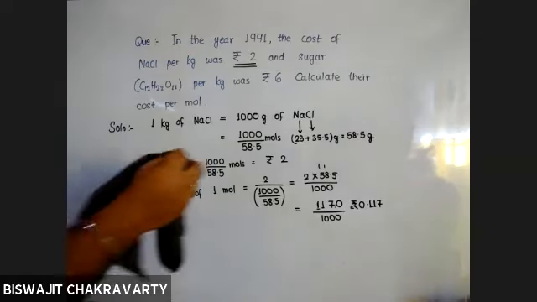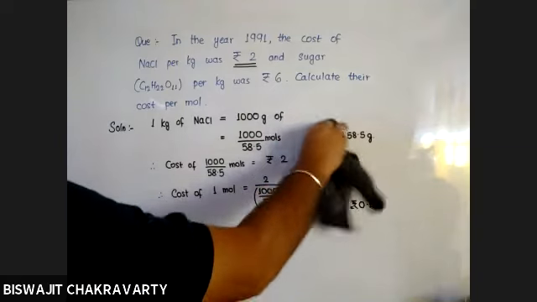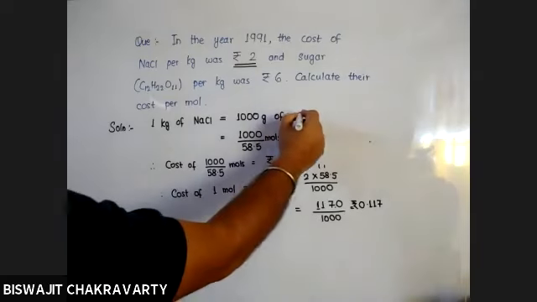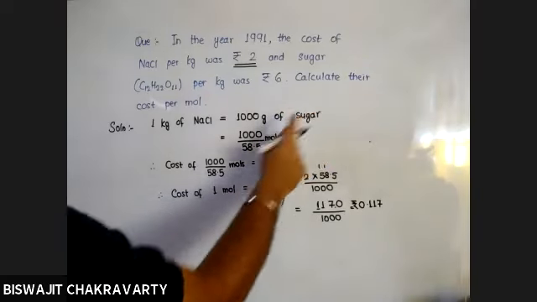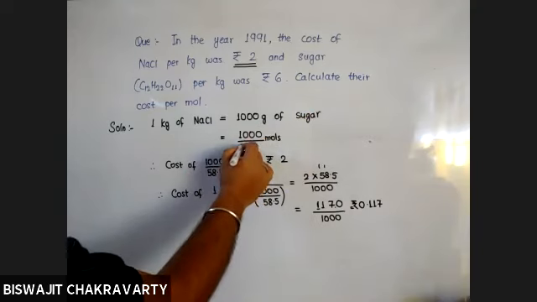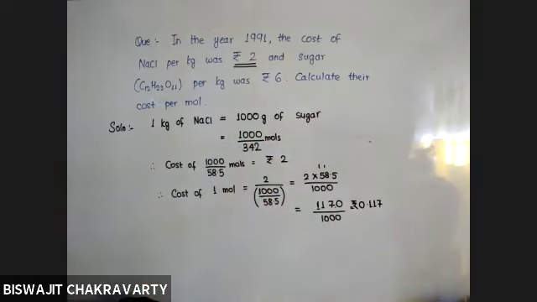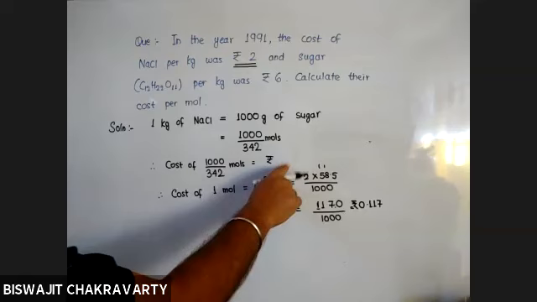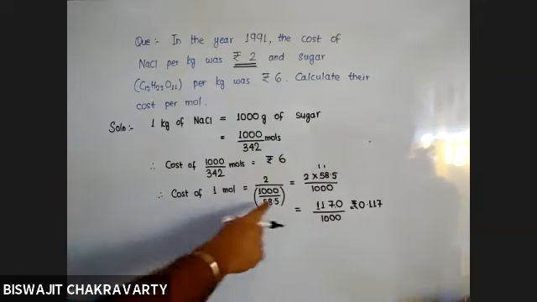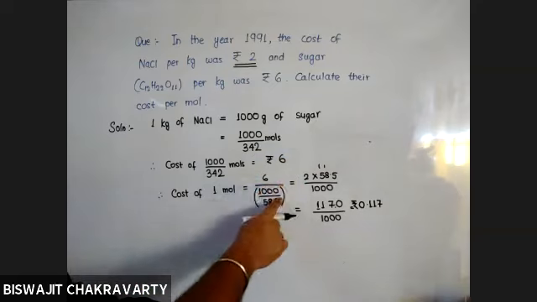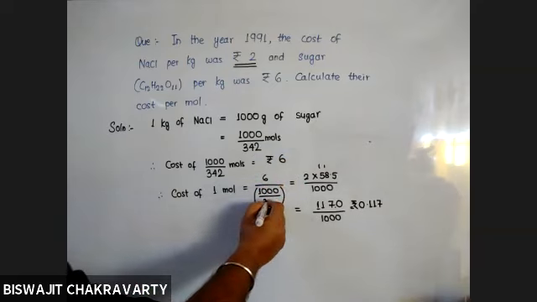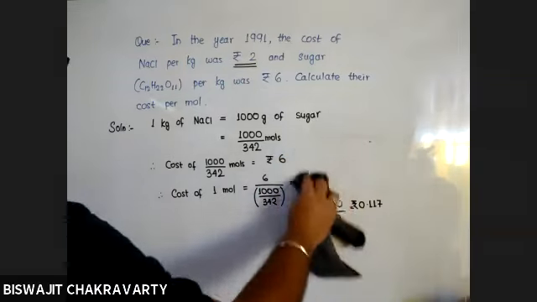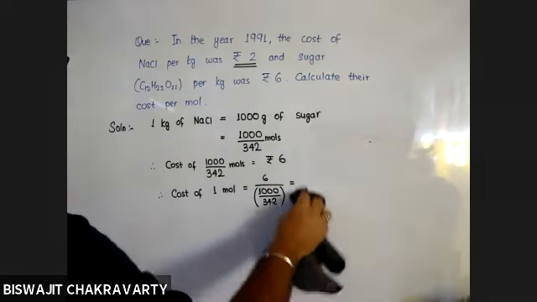So which values are going to get changed? No longer is it NaCl, it is sugar now. So this value will also change. It will be 342. 1000 by 342 is given as rupees 6. So accordingly, this will be 6,000 by 342. How much is this value coming out? Just see. 2.052.